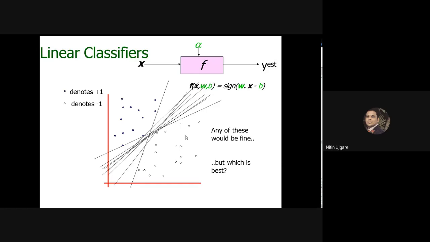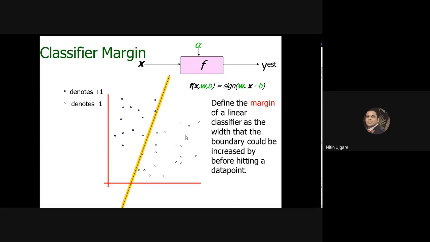Whenever you have multiple perceptrons and a question of which one to select, or how to choose the best perceptron or the best classifier, support vector machine will give you the solution for this problem. So what we will do is create a margin for each of the classifiers. Define the margin for a linear classifier as the width that the boundary could be increased by before hitting a data point. Okay, so how do we create the margins?